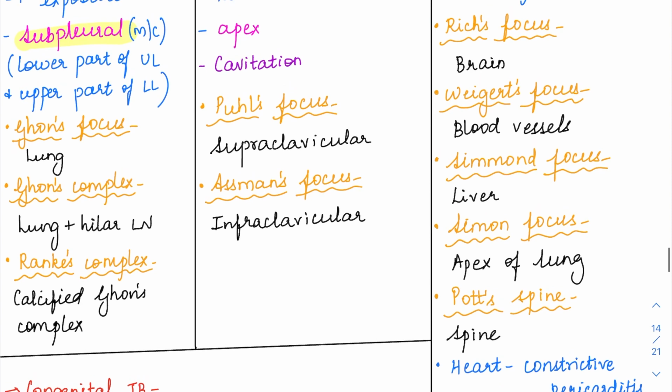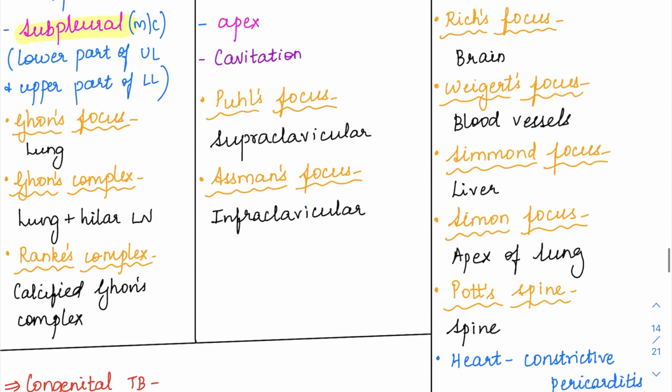And we have various named foci for tuberculosis. Starting with Ghon's focus. Ghon's focus is the subpleural location seen in primary TB, so seen in the lung.